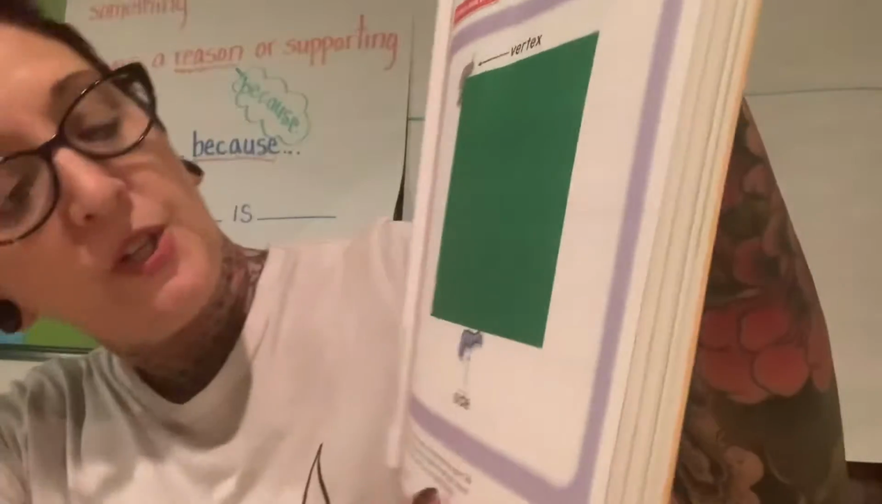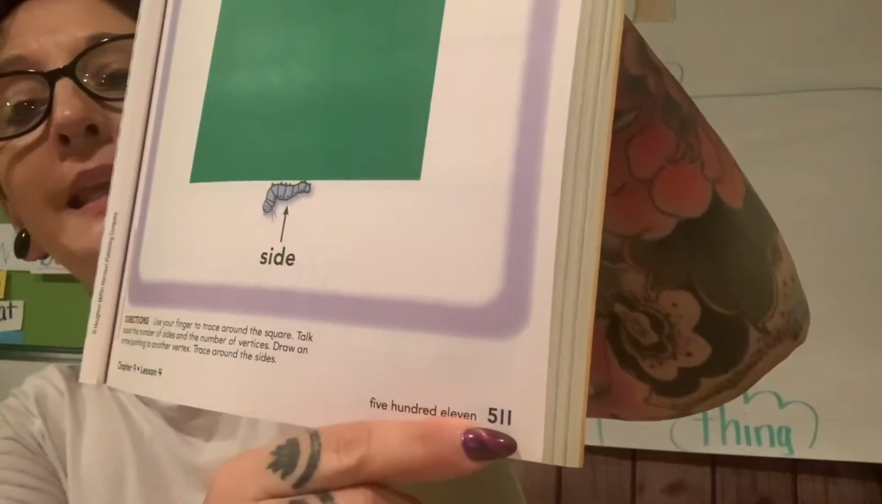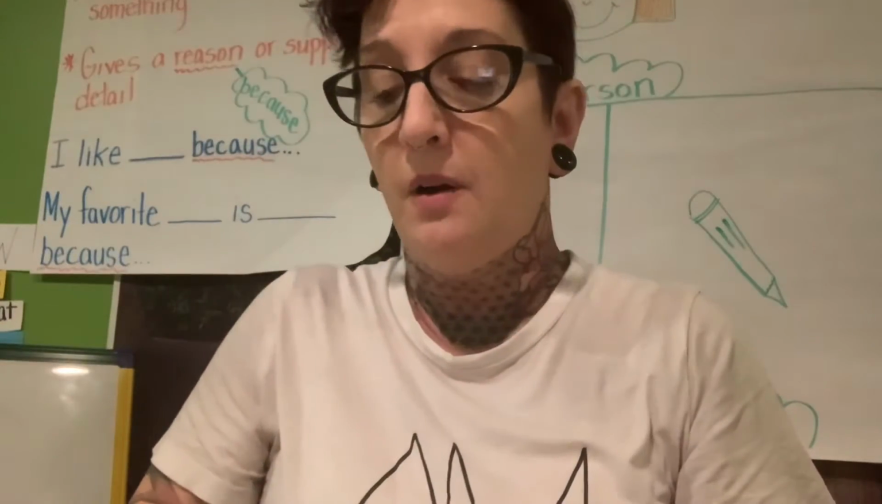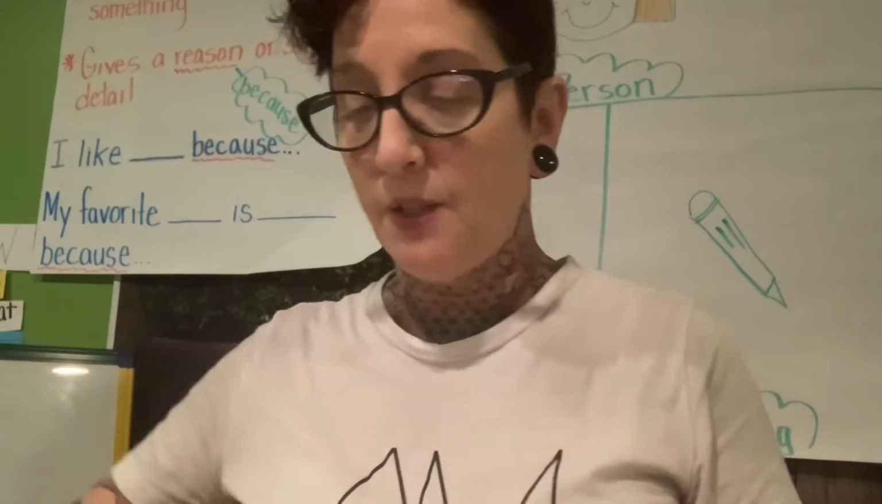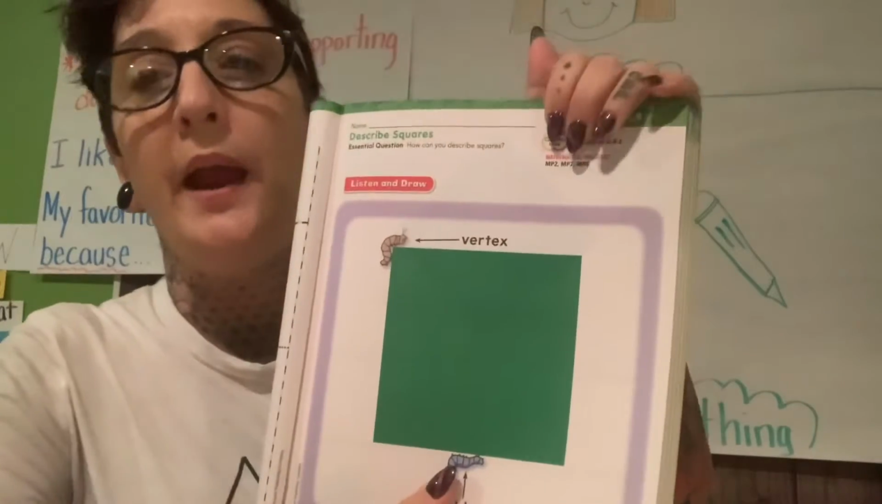Today we're doing 9.4, which is on page 511. We're going to go over this on our live math, but in case you missed it, we're just going to go over the pages. Today we're going to describe the shape of a square.